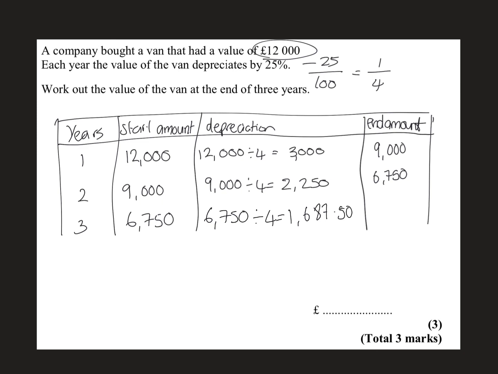Okay, so I'm going to take that away now. So our 6,750 take away £1,687.50, which means our van at the end of the third year is worth £5,062.50. So work out the value of the van at the end of 3 years. So by the end of 3 years, it is now worth £5,062.50.